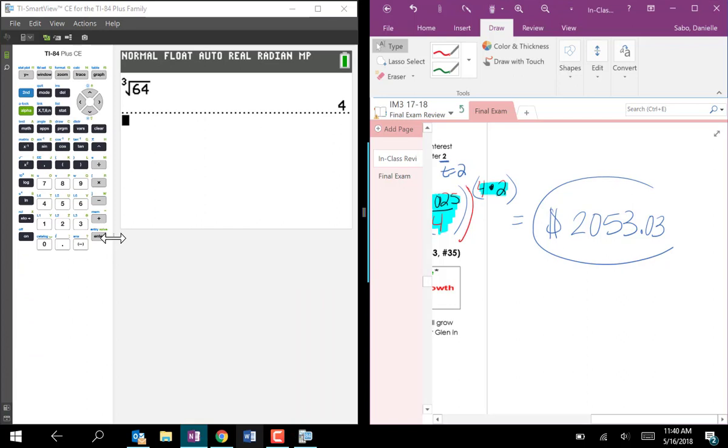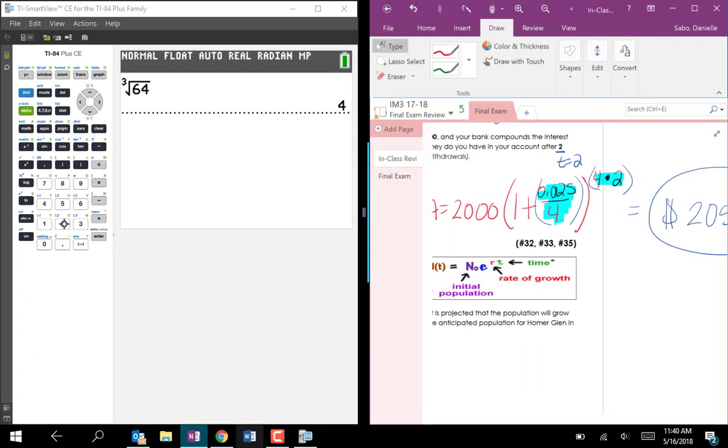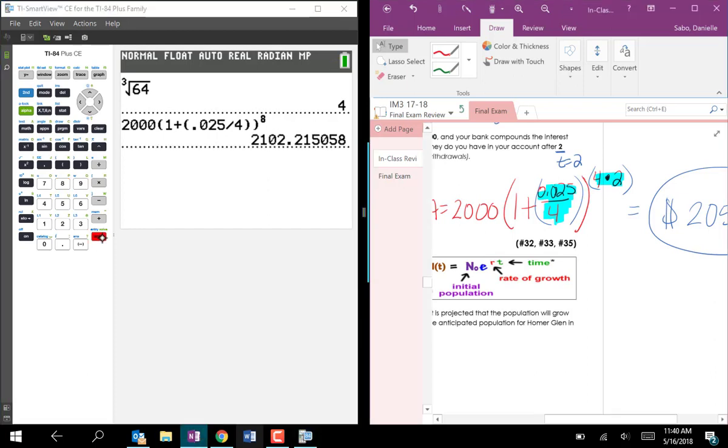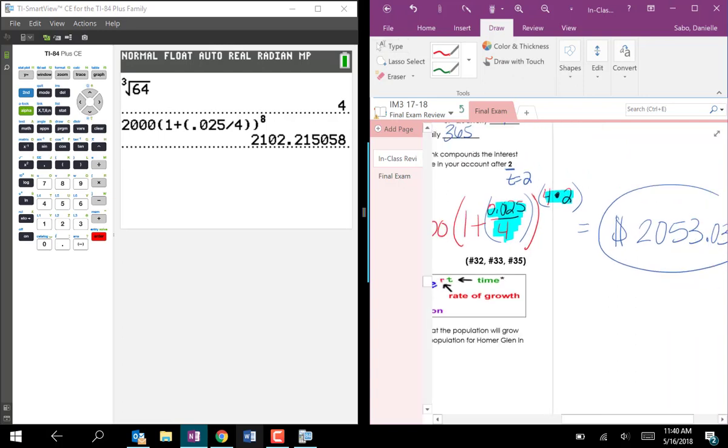All right, so I have 2,000, parentheses, 1 plus, parentheses again, 0.025 divided by 4, close it up, caret, which brings it up on top, 4 times 2 is 8. I just do that in my head. Why even make it more complicated? 4 times 2 is 8. And then I get, ooh, we are a little off. You have to check your calculator, my friend.